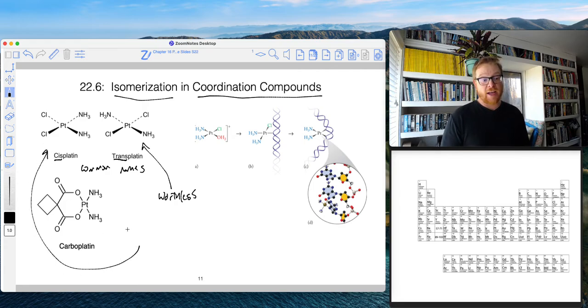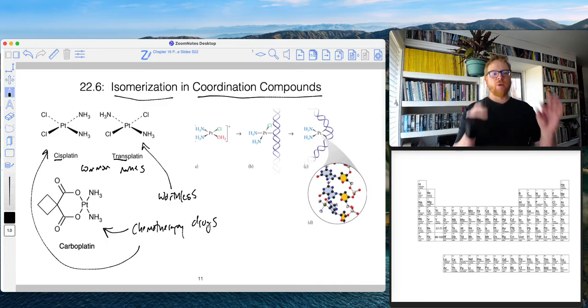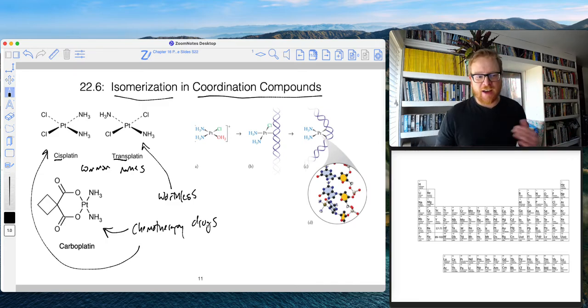Cisplatin, as well as carboplatin, which you can tell here is very similar to cisplatin, but instead of these chlorines, it's got this big organic structure, but it does have the two amines on the same side. This is a chemotherapy drug, which is just fascinating, right? That we switch the positions of atoms and it renders it either completely worthless or a chemotherapy drug.